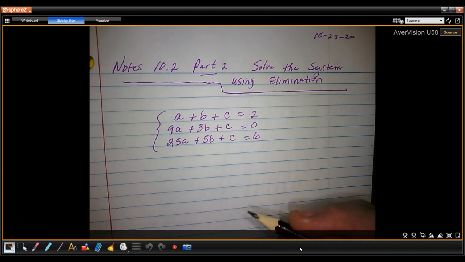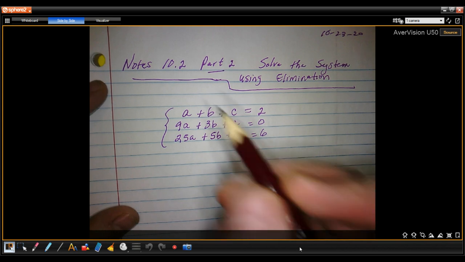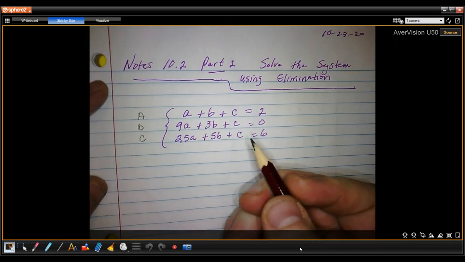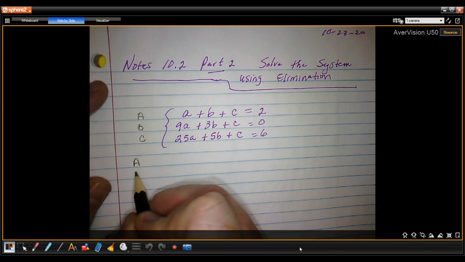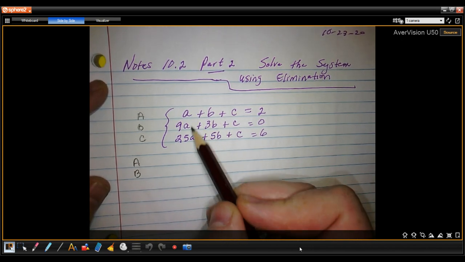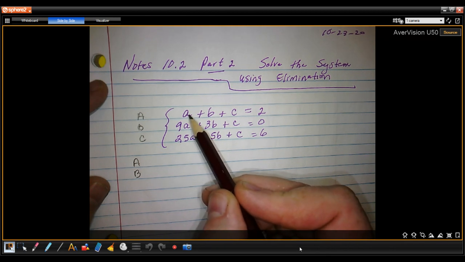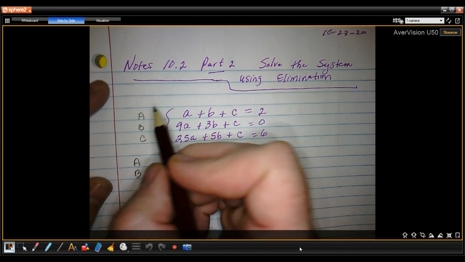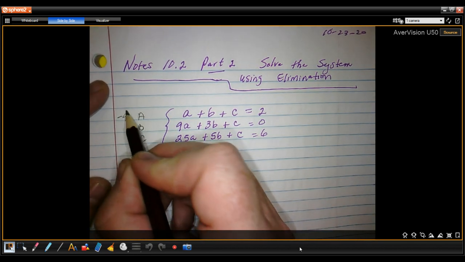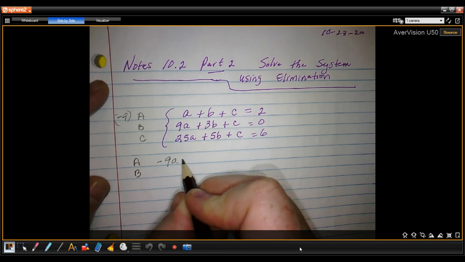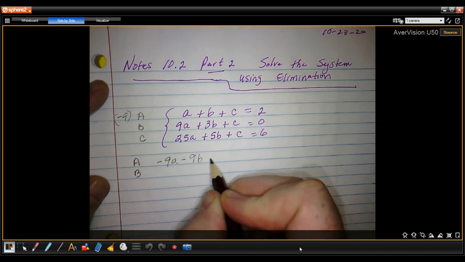I've already written the system out. I'll call the equations A, B, and C, so you know which ones I'm referring to. The first thing I'm going to do is use A and B. On A and B, I'm going to eliminate A. To eliminate A, I'm going to multiply equation A by negative 9. If you do it to one thing, multiply everything by negative 9.